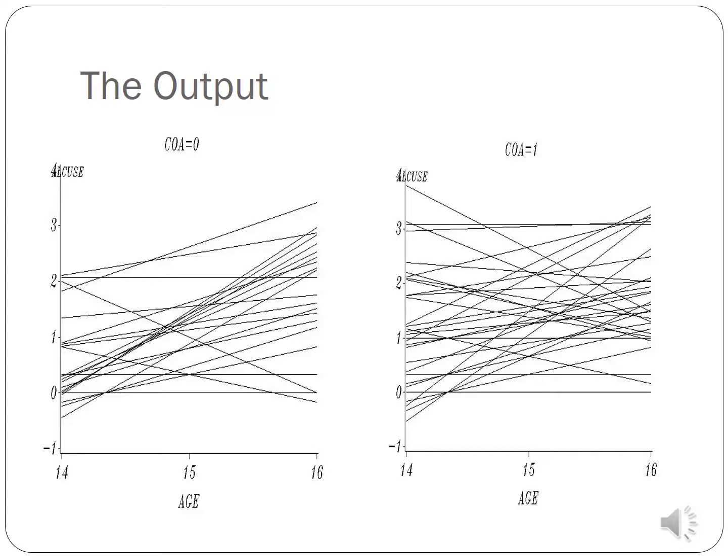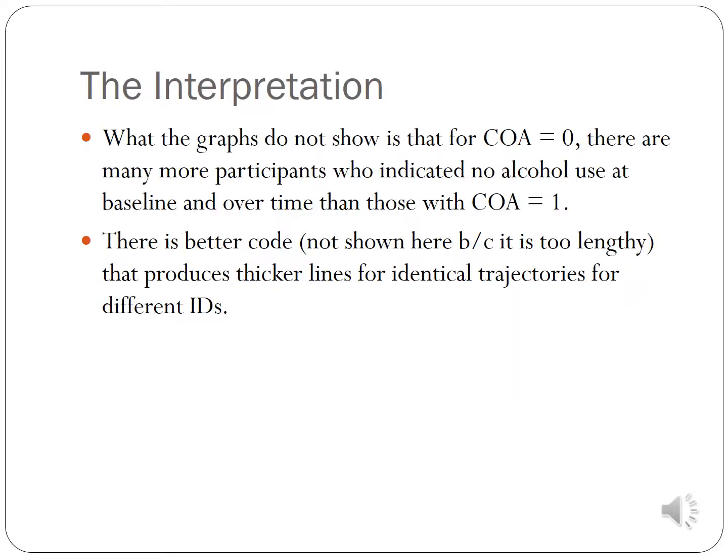So here's what you're getting for child of an alcoholic. On the left side, you have the trajectories of all the participants who are not the child of an alcoholic. And then on the right side, you have those who actually have an alcoholic parent. And you can already see that those patterns are quite different. Now, I think this is all you will get from SPSS and Stata, but SAS actually gives us another option that allows us to draw even stronger conclusions.